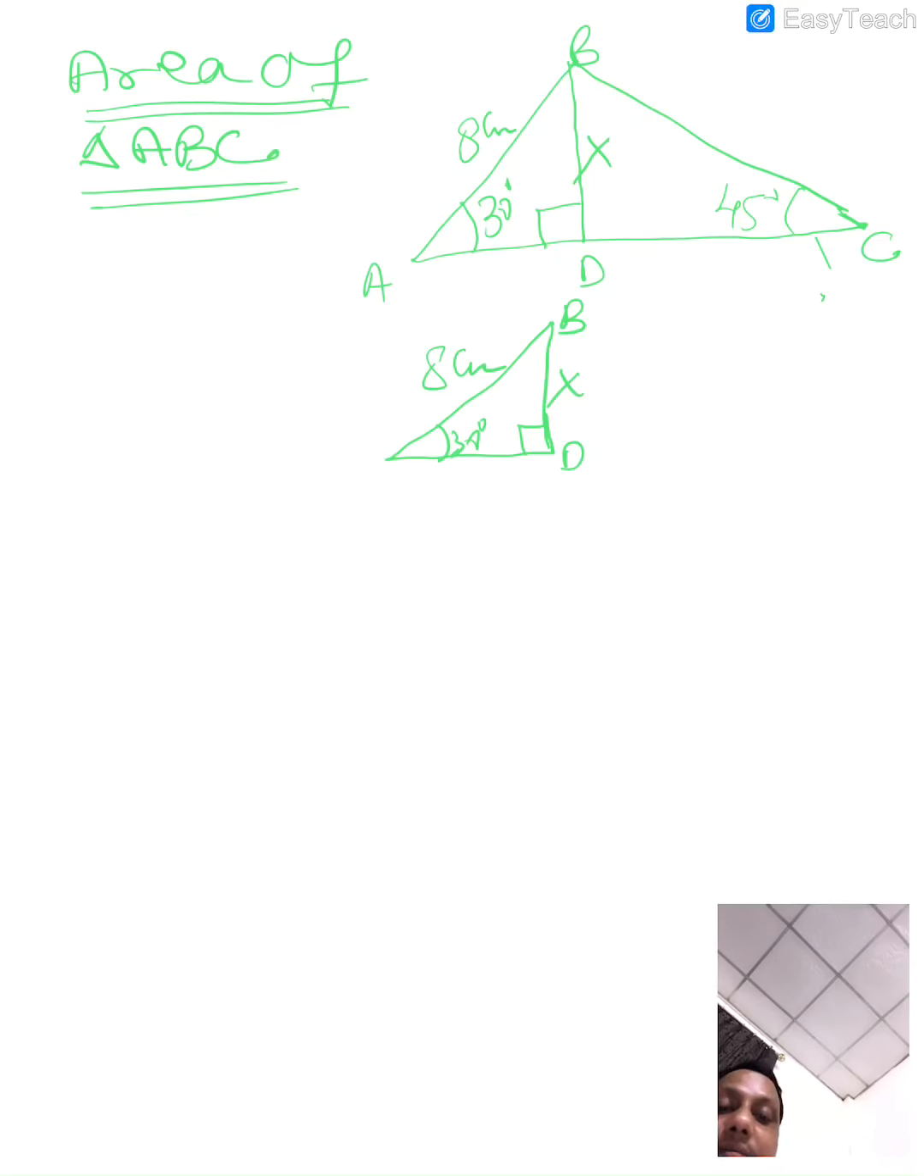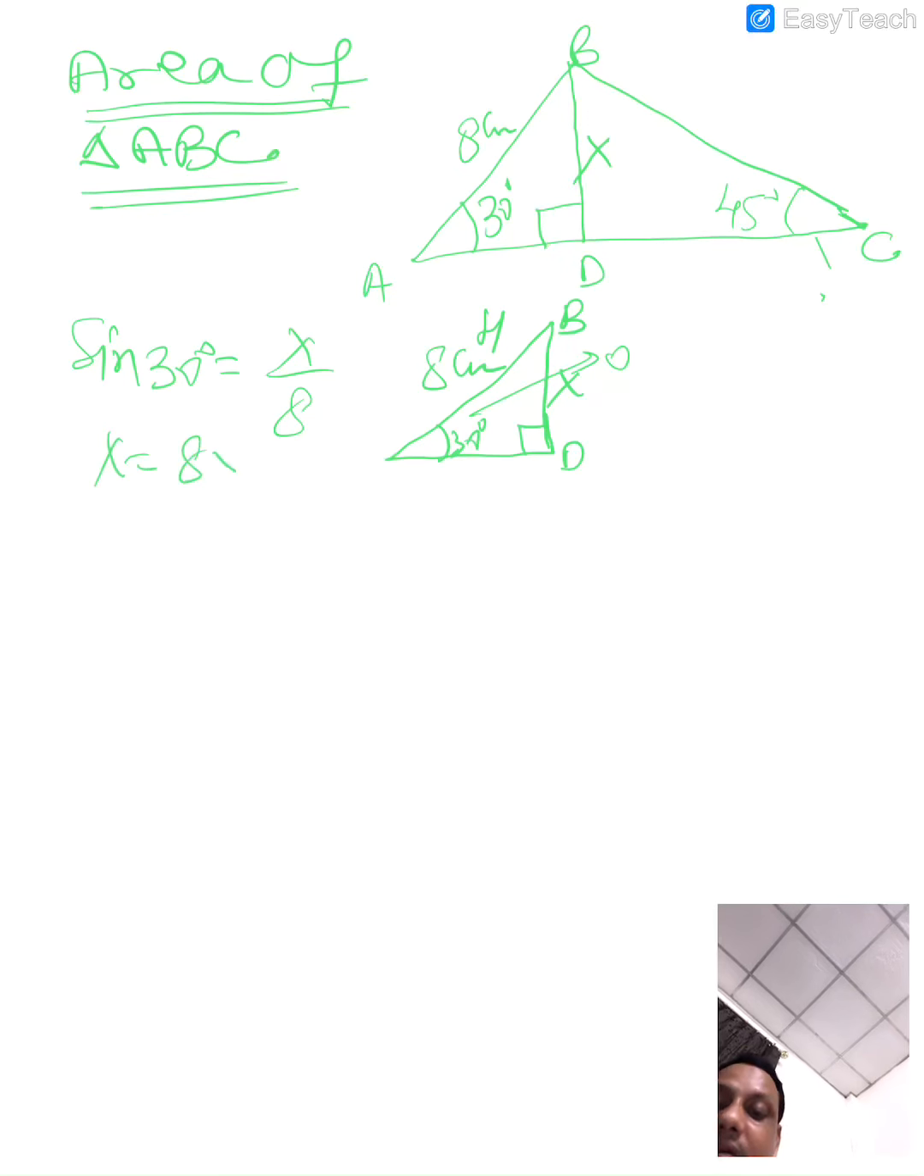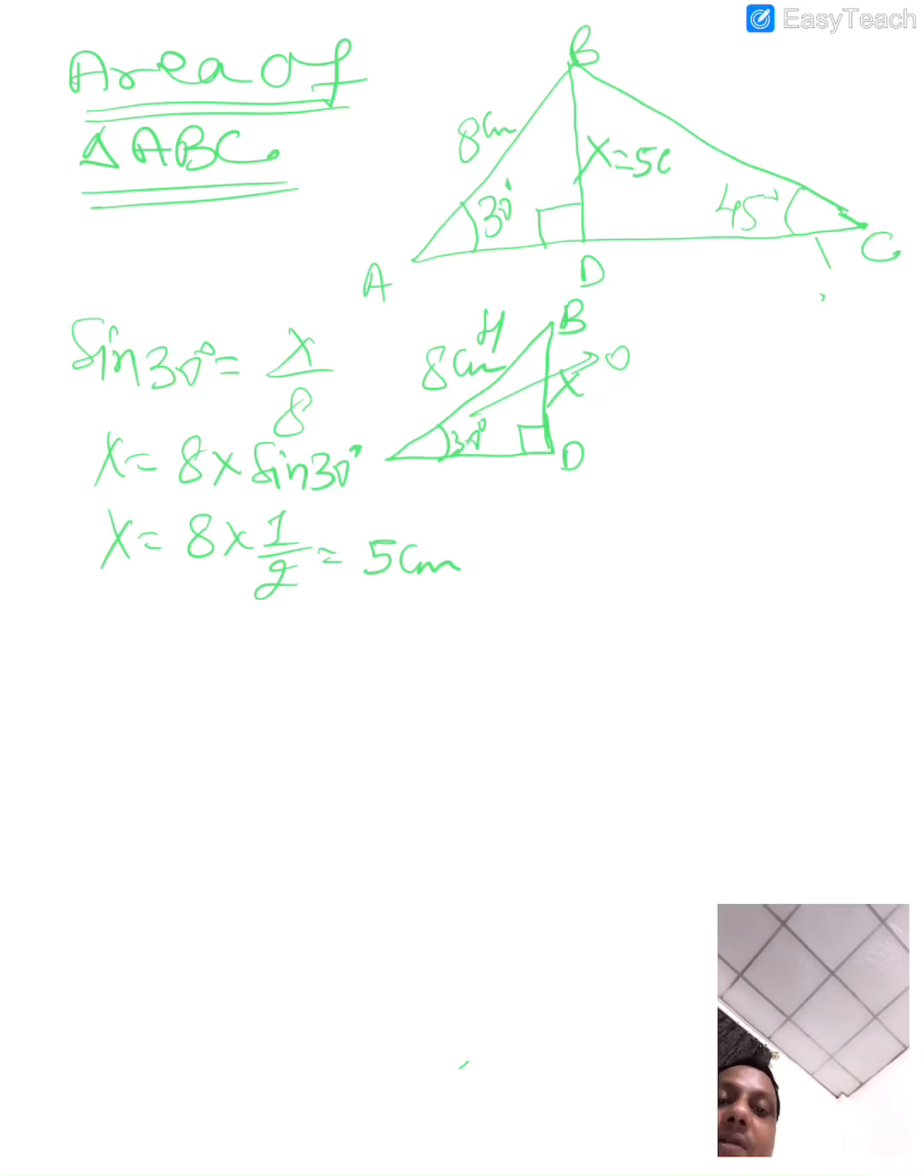So opposite the angle, as you all know, this is O and this is the hypotenuse. So I will use sine 30 degrees is equal to what? x over 8. So x is equal to 8 times sine 30, and sine 30 is, you know, half. So 8 divided by 2 is 4 centimeters. So this height we got is centimeters in this triangle.